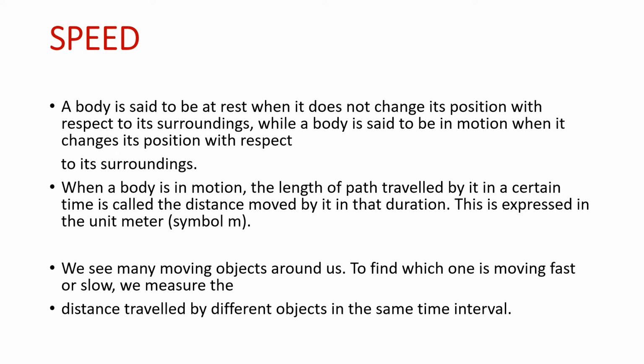When a body is in motion, the length of path traveled by it in a certain time is called the distance moved by it in that duration. So how much forward does that body go? Suppose a body is sitting here and now it goes like this. This path that it travels, that is called the distance. And what is the unit in which we measure distances? We measure it in meter.